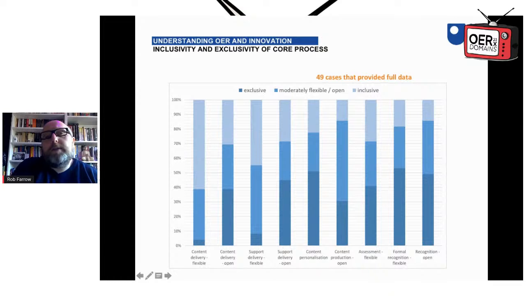Depending on how you collect that data, you can map lots of different criteria: how open someone is, what kind of business model they've got. And this doesn't have to just apply to educational institutions. You could do it with businesses as well, and people who exist in that kind of middle space.